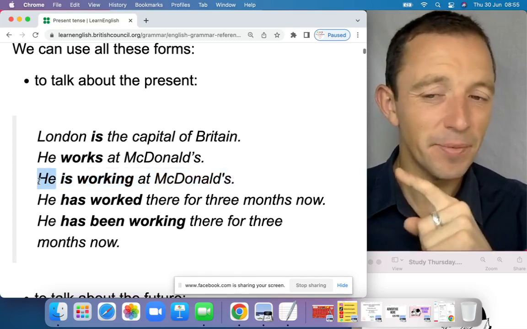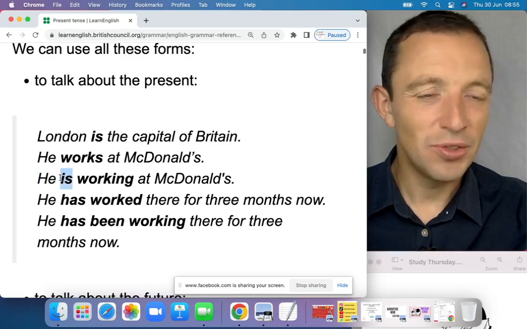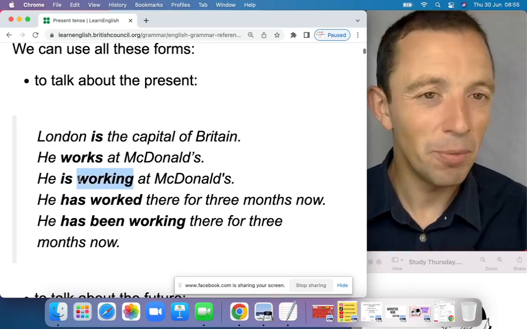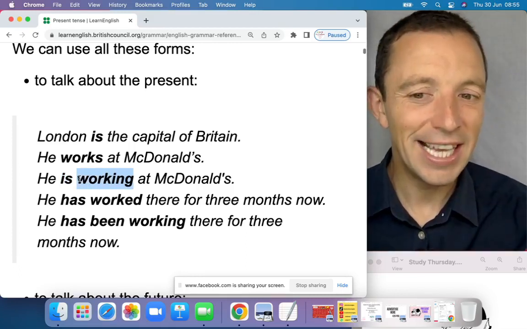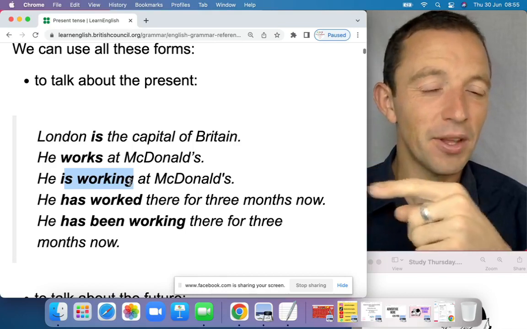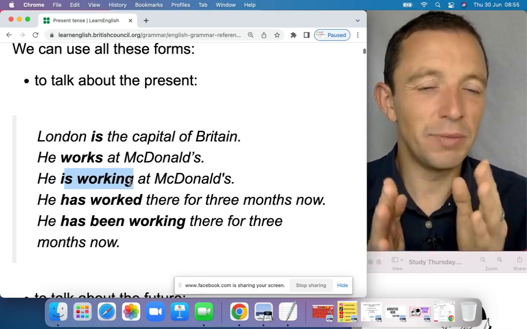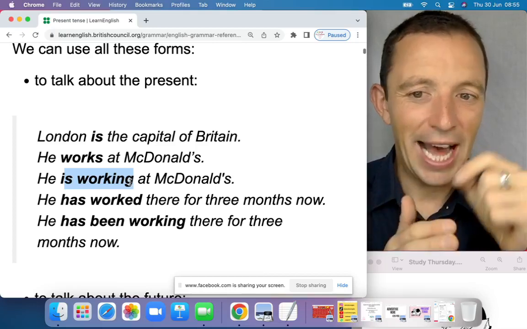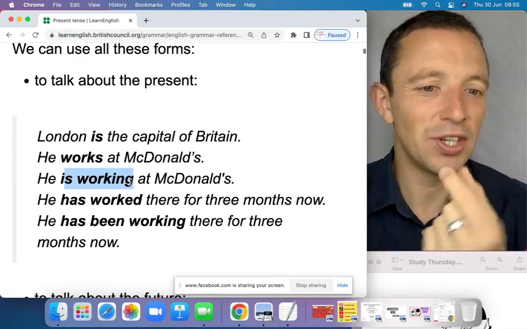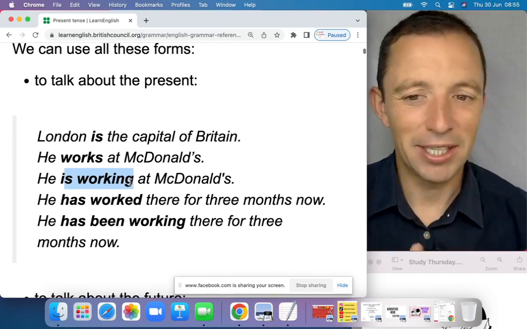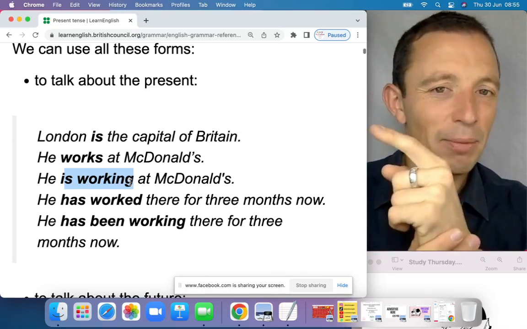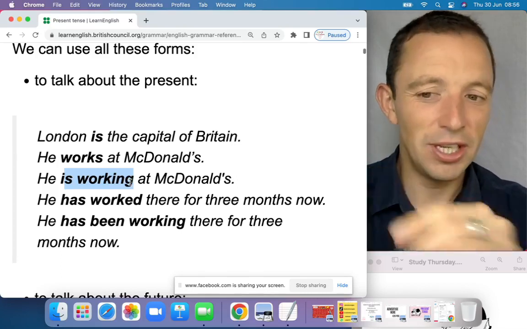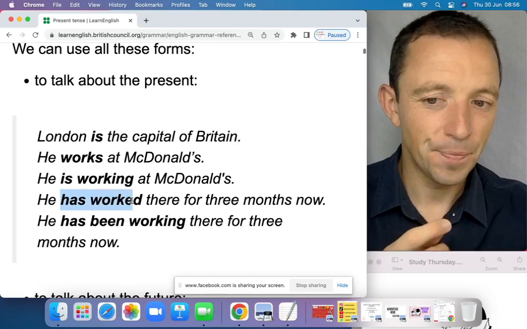Next, he is working at McDonald's. Subject, he. Auxiliary verb to be in the present, he is. ing form becoming working, the gerund, he is working. This is an example of the present continuous, something you are doing continuously in the present period. At McDonald's, specific location, preposition, at McDonald's. So the first example is the present simple, second example, present simple, third example, present continuous.